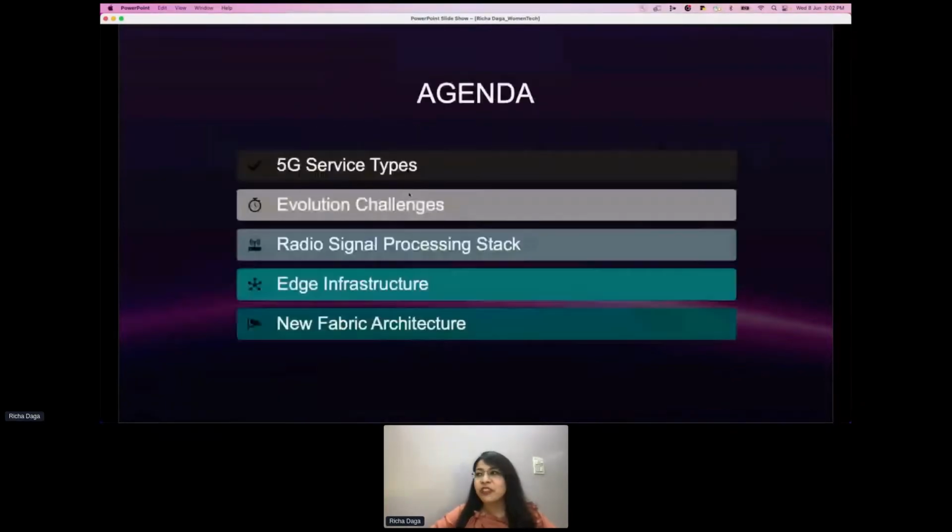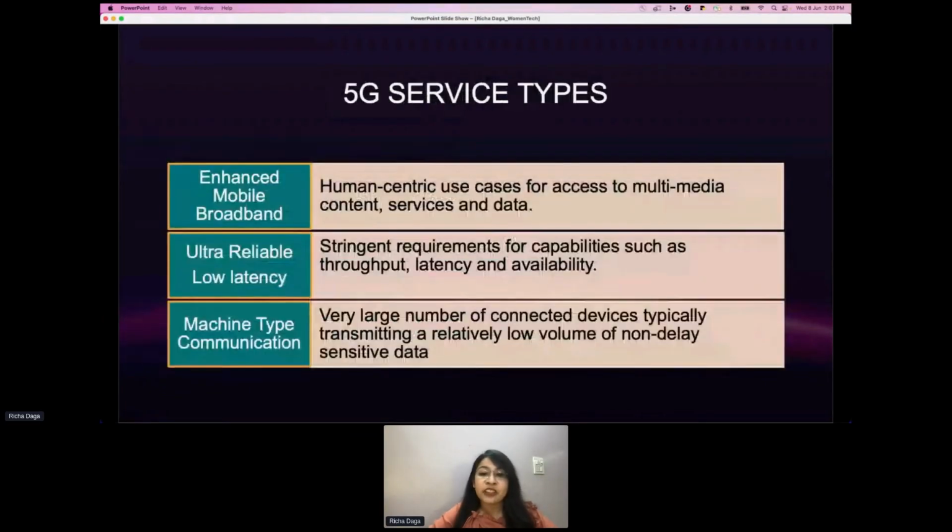In this session, we will cover 5G service types, the evolution challenges in the way of 5G, insights into radio signal processing stack and edge infrastructure, and most importantly, the need to upgrade networks by designing a new fabric architecture for making 5G possible. So 5G is the fifth generation of cellular technology and is getting widely deployed around the world today. So let's understand what all is possible with 5G coming in.